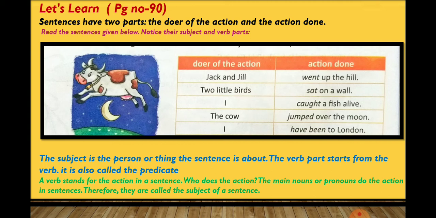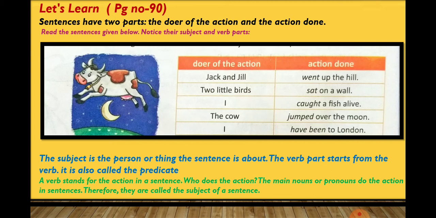Next, I have been to London. So who has been to London? Yes, I. So I is the doer of the action. And what did I do? I have been to London. So have been to London is the work done or the action done.